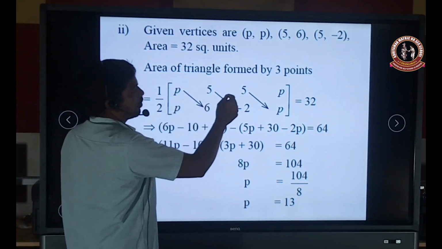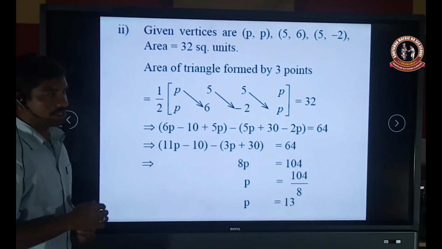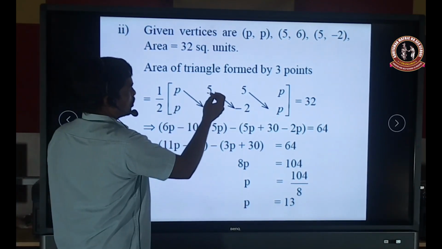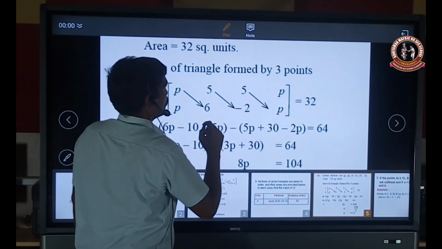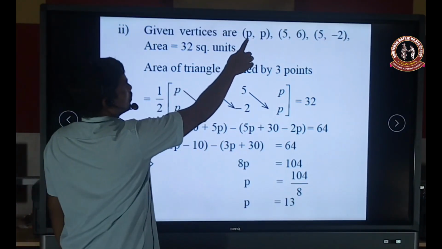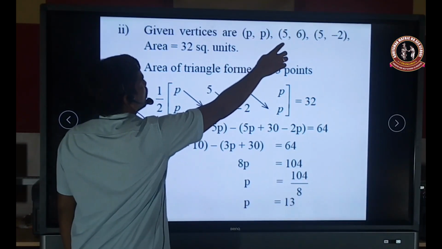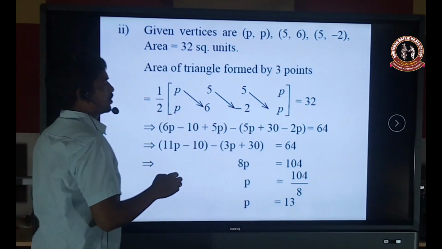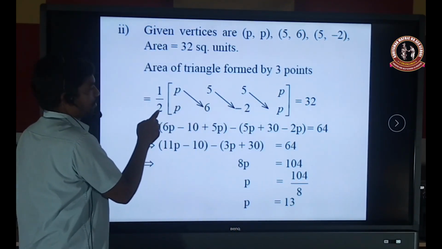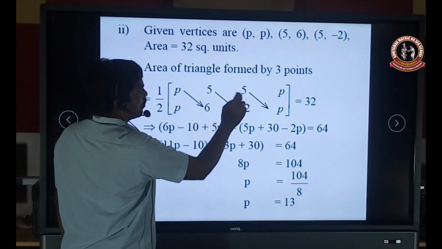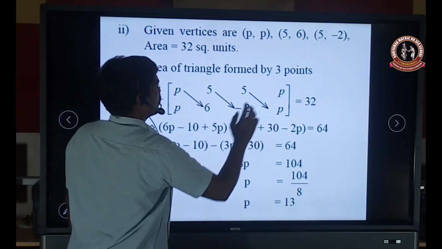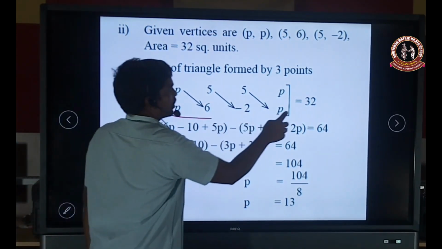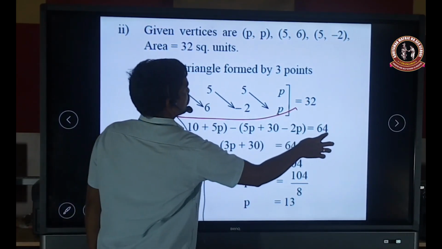Now the area of a triangle formed by 3 points equals 1 by 2 into, using the pictorial representation method, x1 y1, x2 y2, x3 y3, again x1 y1. We know that x1 equals p, x2 equals 5, x3 equals 5, y1 is p, y2 is 6, and y3 is minus 2. Substitute here. So we get 1 by 2 into the determinant p, 5, 6, 5, minus 2, again p, equal to 32. Next, on the left hand side, 2 goes to the right hand side. So multiply with 32, we get 64.